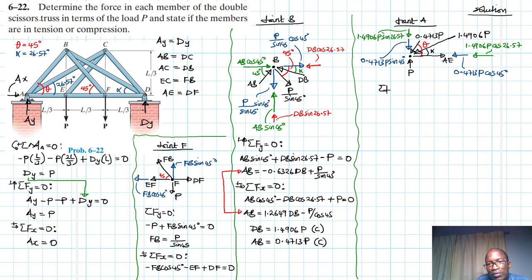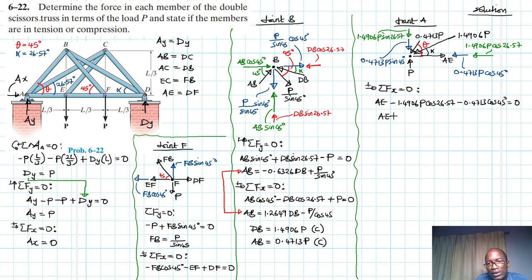So just say summation of forces in the x direction equal to 0, in that direction being our reference. So we have AE like so, minus 1.4906p cos 26.57 minus 0.4713 cos 45 equal to 0.